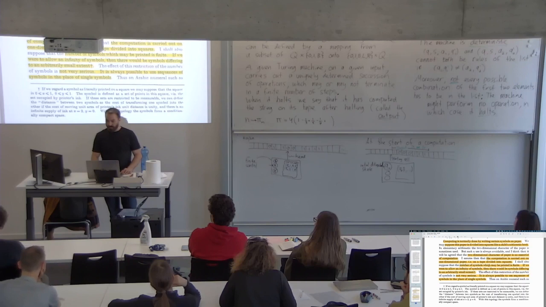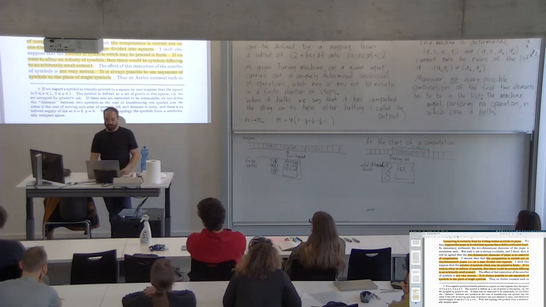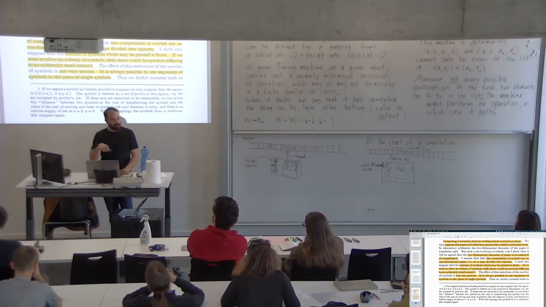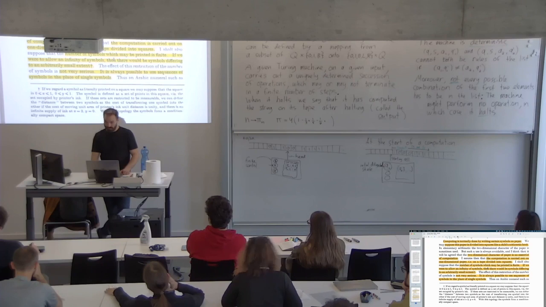I assume that the computation is carried out on a one-dimensional paper, i.e. on a tape, divided into squares. I shall also suppose that the number of symbols which may be printed is finite. That's an important assumption. So he says that what you can write down on each square is a finite number of symbols. He justifies it.